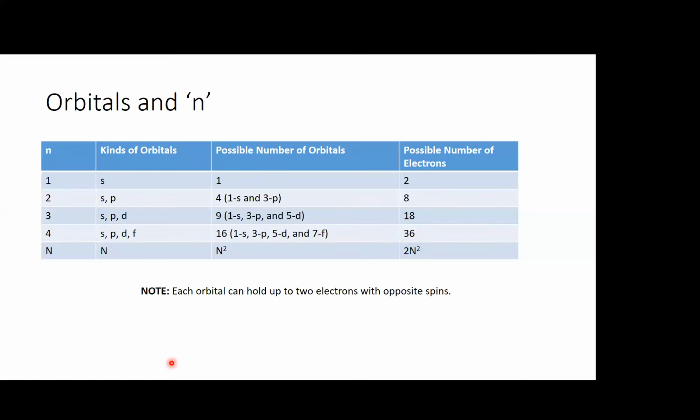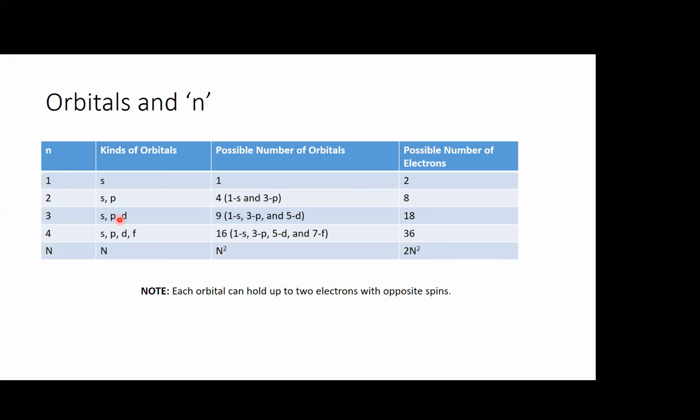If I'm in the first energy level, where n is equal to 1, I only have one kind of orbital, the s-shaped orbital. And that's the number of possible orbitals I have, 1. And it can hold up to 2 electrons. Each orbital can hold up to 2 electrons. A second energy level will contain 2 kinds of orbitals, s and p. There is 1 s and 3 p's for a total of 4 possible orbitals. And 2 electrons fitting into each one will take us to 8.